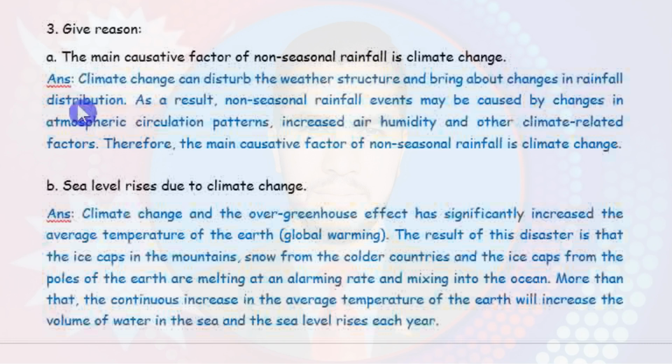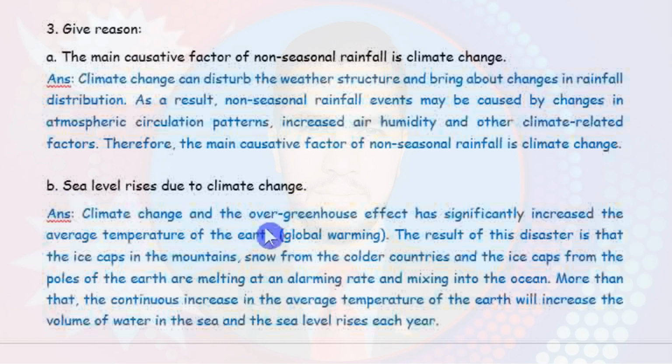in rainfall distribution. As a result, non-seasonal rainfall events may be caused by changes in atmospheric circulation patterns, increased air humidity, and other climate-related factors. Therefore, the main causative factor for non-seasonal rainfall is climate change. Now, give reason B. Sea level rises due to climate change.